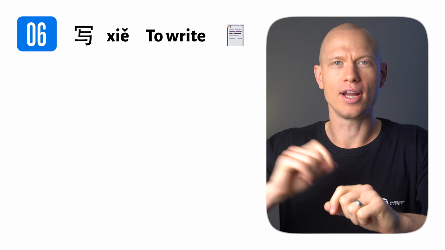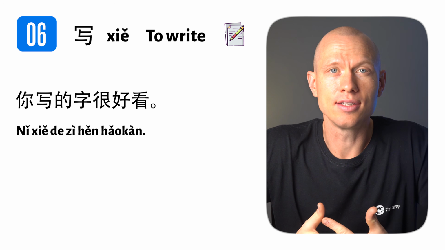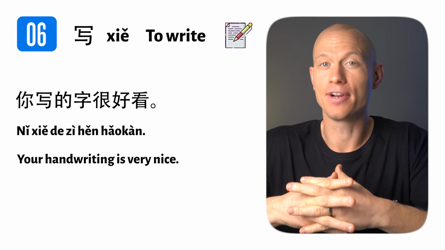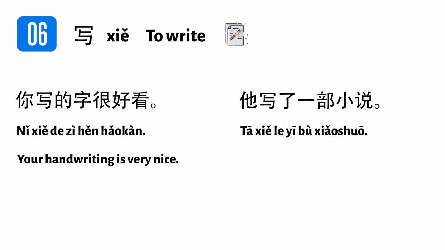And you will notice that I've organized these verbs not just from most common to least common, but also in categories. So we've got 听, 说, 读, so listening, speaking, reading, and we've got one more left, which is 写, to write or writing. 你写的字很好看. Your handwriting is very nice. 他写了一部小说. He wrote a novel. The measure word for novel is 部.